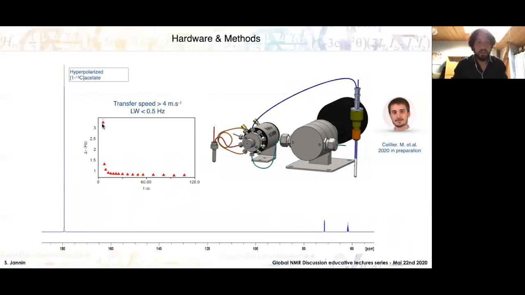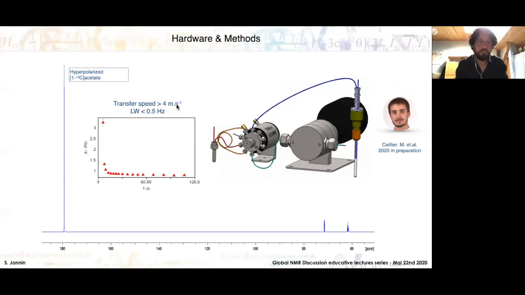And here you see the line widths measured every 5 seconds after injection. And you see that very rapidly, the NMR line widths go below a hertz, typically 0.5 hertz. And this is measured directly after the transfer with this whole system built by Morgan. The transfer in this example was done at 4 meters per second. So it takes about 2 to 2.5 seconds to travel 10 meters between the two machines.